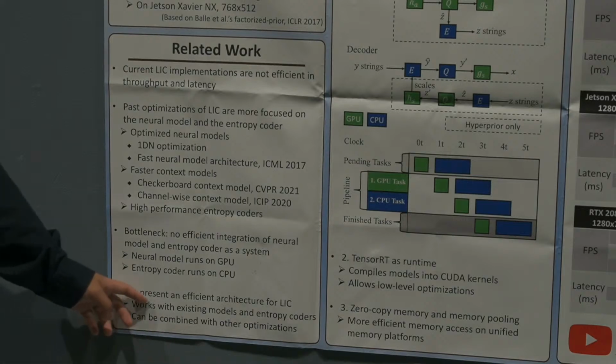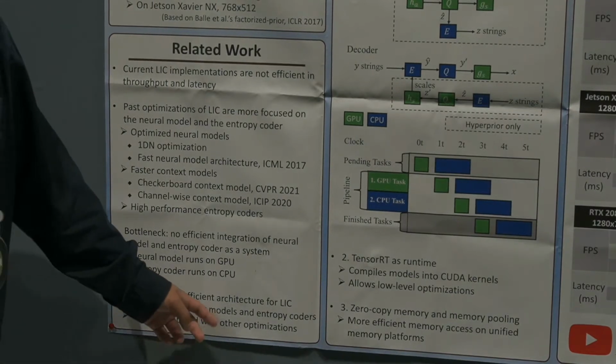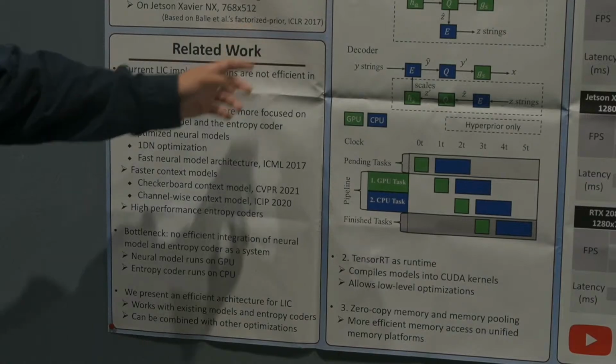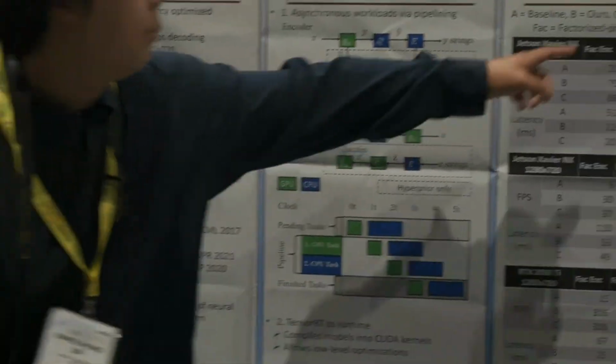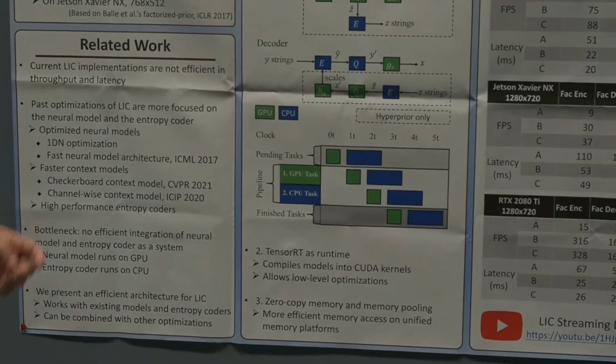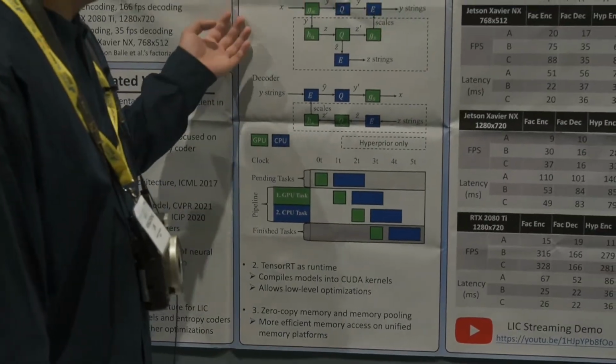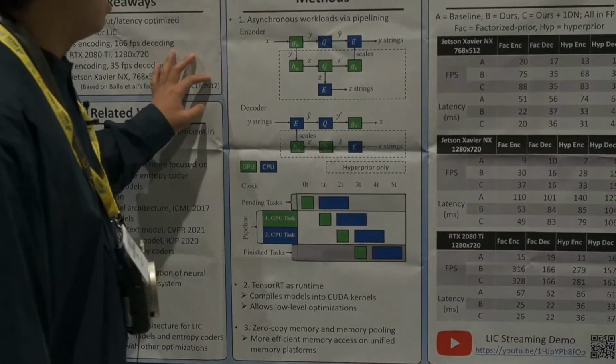So what we do is we present an efficient architecture for image compression, and it works. The great thing is it works with existing models. Here we use the factorized prior as an example, and also the hyperprior you can see over there. It can be combined with other optimizations as we show over there. The method is actually very simple, and it's a very common approach, but it's very effective.